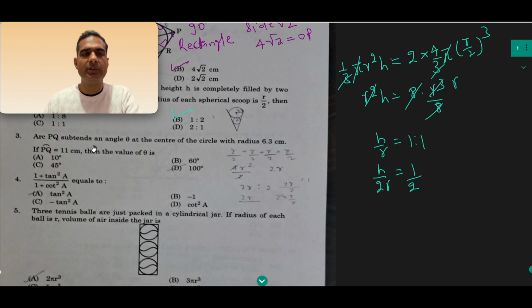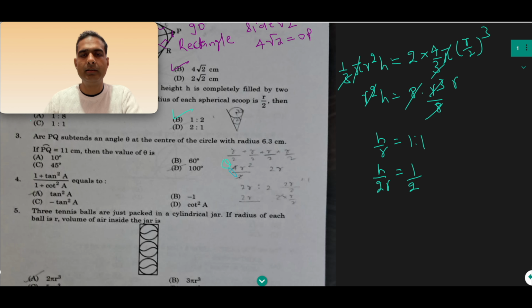Moving to question number 3. Arc PQ subtends an angle theta at the center of the circle with radius 6.3 centimeters. If arc PQ is equal to 11 centimeters, then find the value of theta. So this is a direct application of the formula of length of the arc of a circle, and we know the length of the arc of a circle is theta by 360 into 2 pi r. So theta we have to find out.